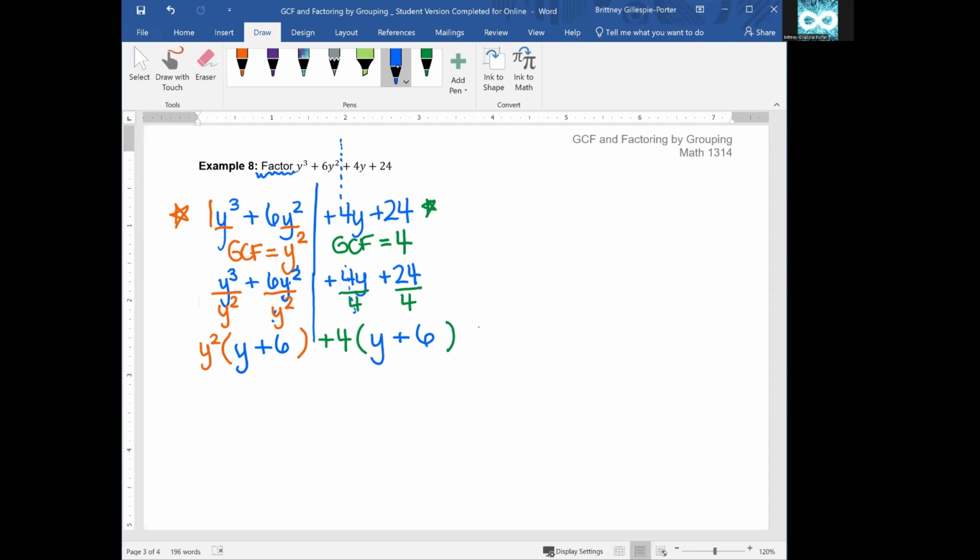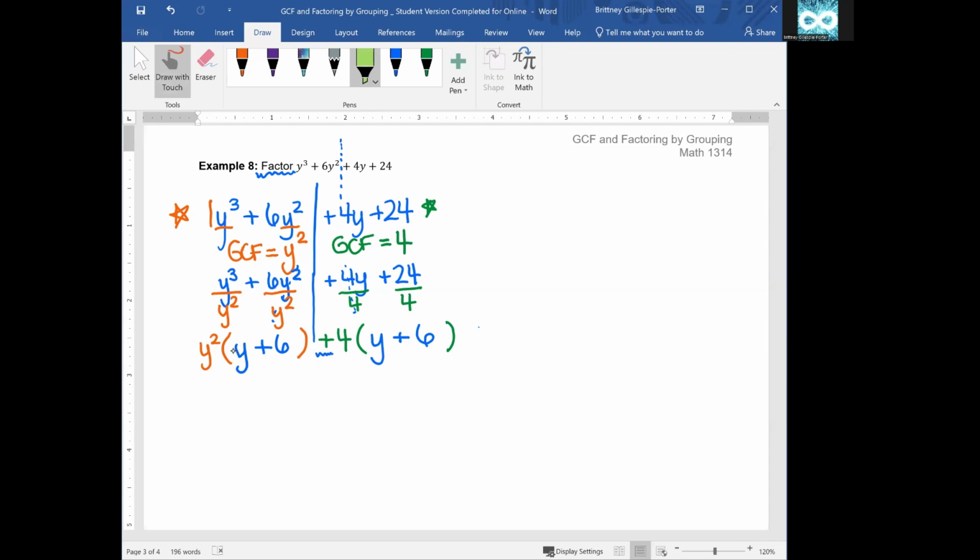Now we're not done because we still have this plus hanging out in between. Factored form is when you have parentheses all multiplied together or a bunch of terms all multiplied together. But if you notice, what shows up on both sides of our wall?